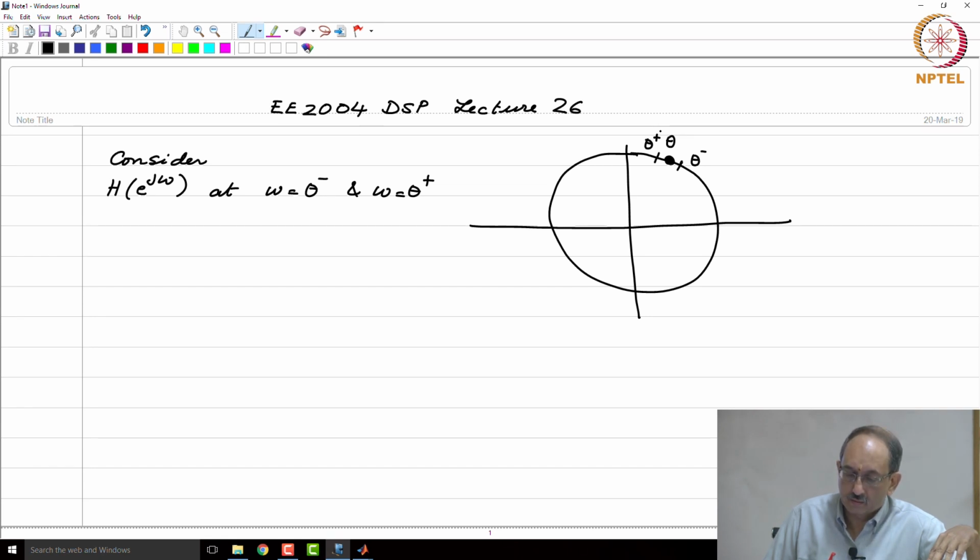When you compare the distances to all other zeros and poles, when you go from theta minus to theta plus, will the distances to all the other poles and zeros change much or will there not be any change? There will not be any change because you are moving from theta minus to theta plus. As far as every other zero and pole is concerned, the change will be very negligible. The change will be negligible for both the products of the distances as well as the change in the angle as far as all the other poles and zeros are concerned.